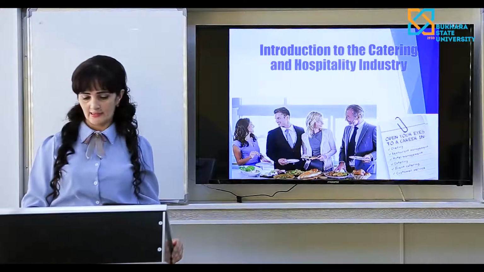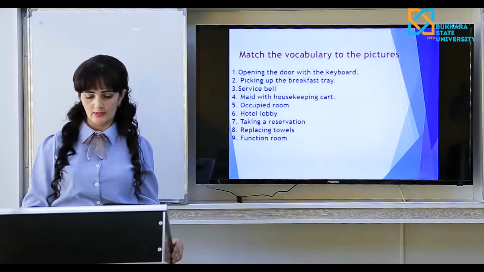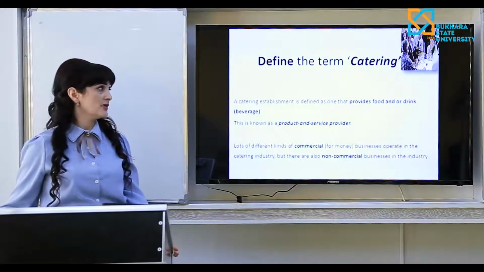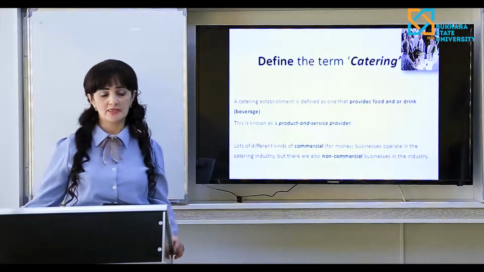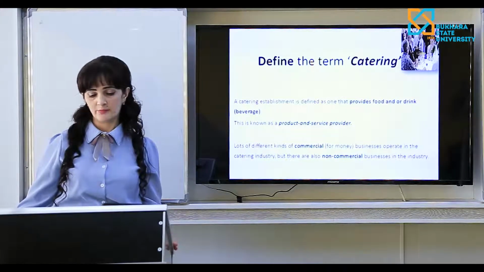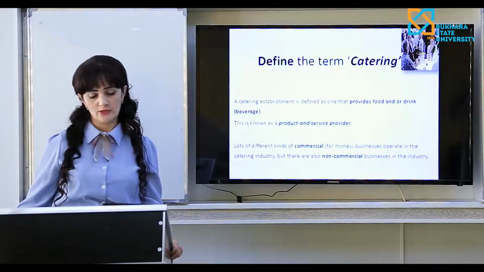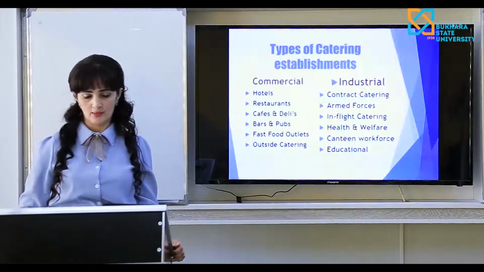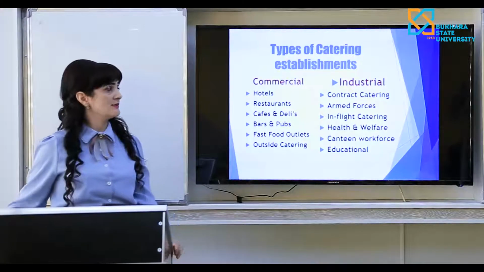So let's see these slides. Firstly, let's define the term catering. The word catering establishment is defined as one that provides food and drink. So this is also known as a product service provider. So here are some types of catering.